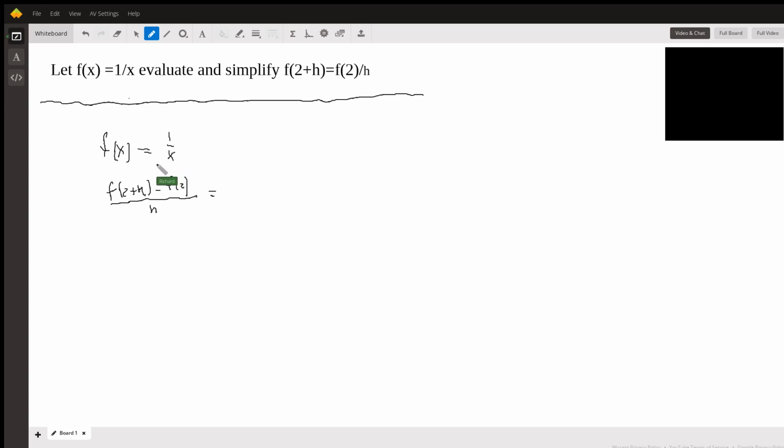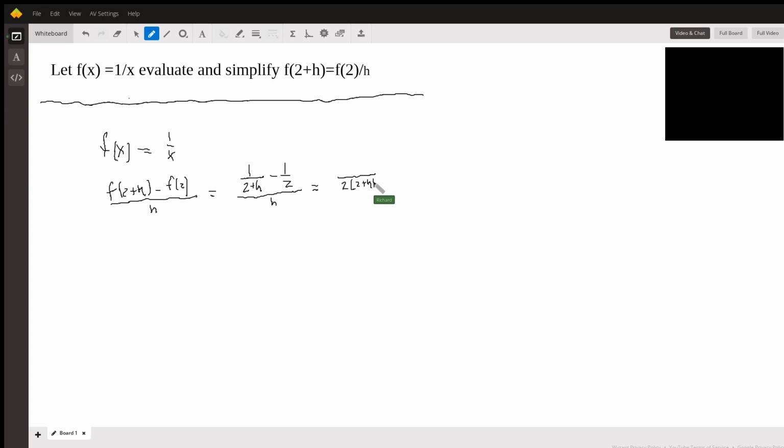Now, all we're going to do is plug this in. It's a little substitution rule. We're going to substitute x with 2 plus h. So that's 1 over 2 plus h minus 1 over 2, all divided by h. Okay, so I just substituted in 2 plus h in this first step here, and then I substituted 2 into the second step.